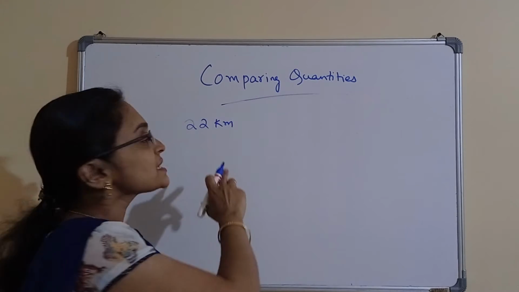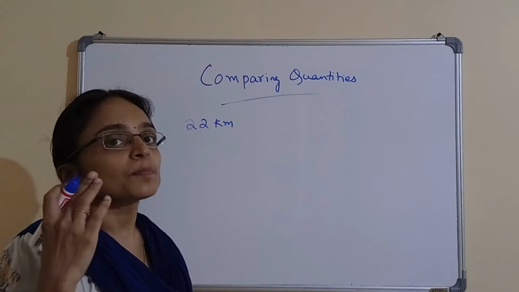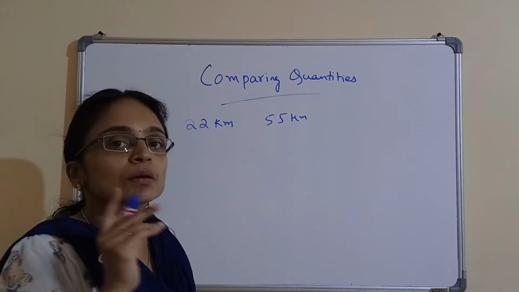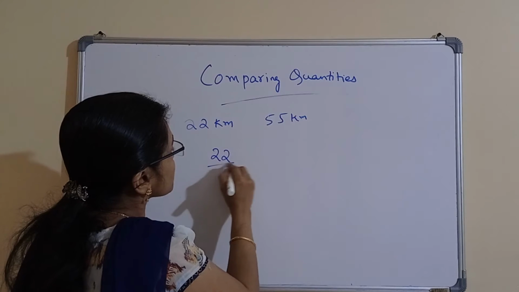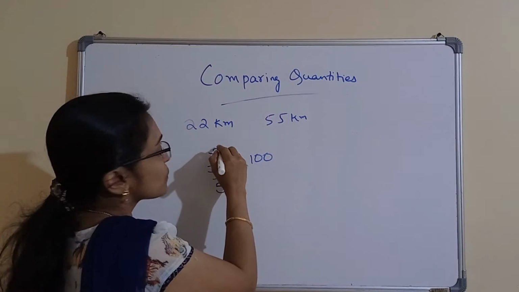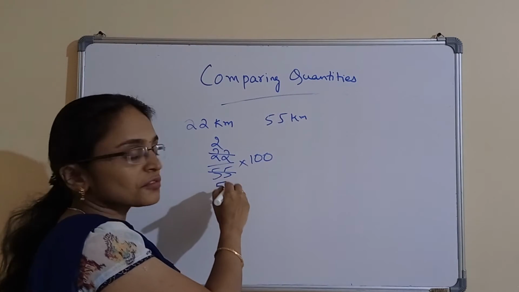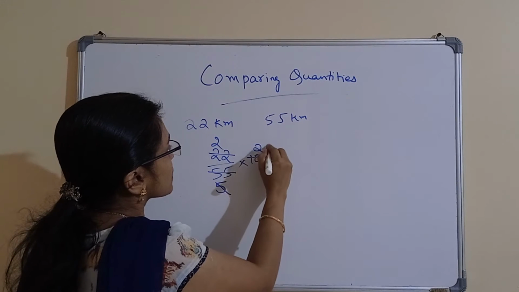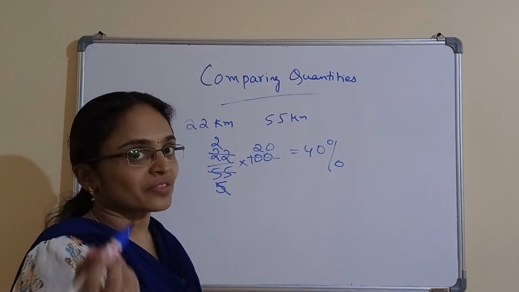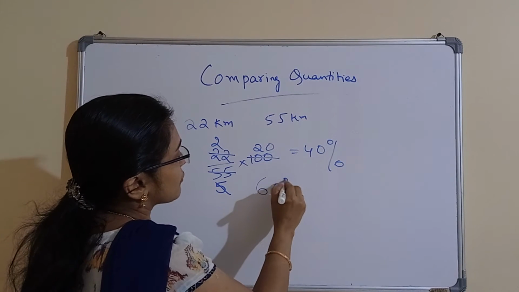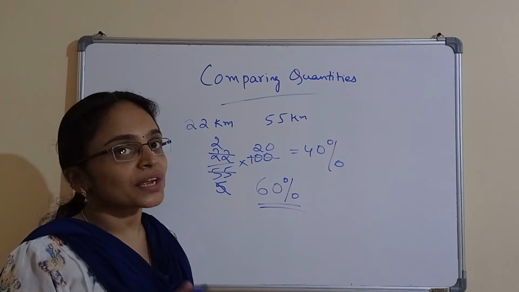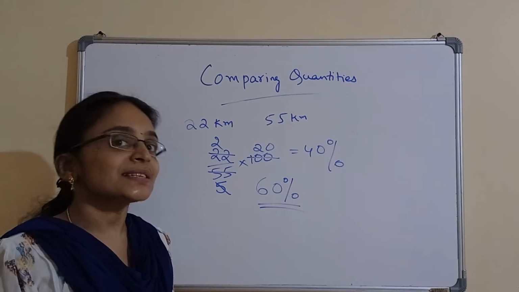Okay. Next is if they stop at 22 km, what percentage of the total distance of 55 km is this? What is it? It is 22 by 55 into 100. This will go, 11 will go in 22 2 times, 11 will go in 55 5 times, then 20. So this is equal to 40%. And what percentage is left? That is also the 60% is left. Okay, so you know how to find percentage, right? Now we'll proceed to exercise 8.1.